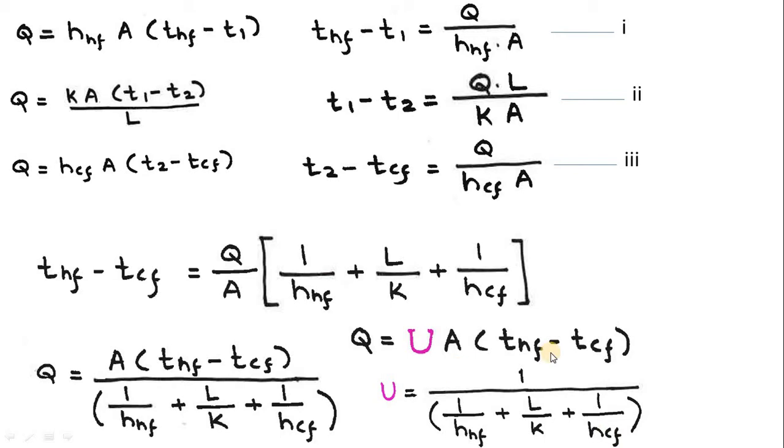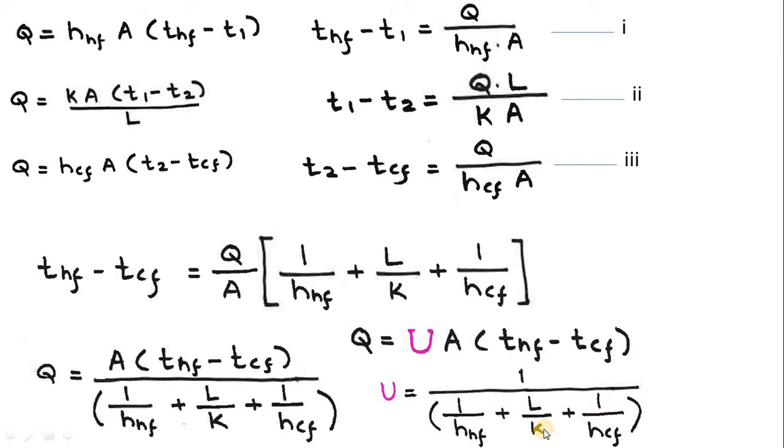So how to remember this equation? Simply, U is equal to 1 upon the thermal resistances. And inside these thermal resistances, you need to take the reciprocal, which means simply remove the A terms. Yes, you need to remove the A terms.